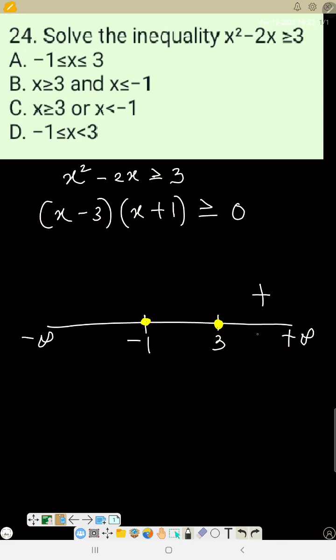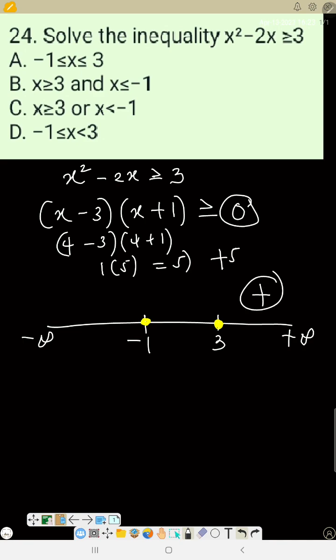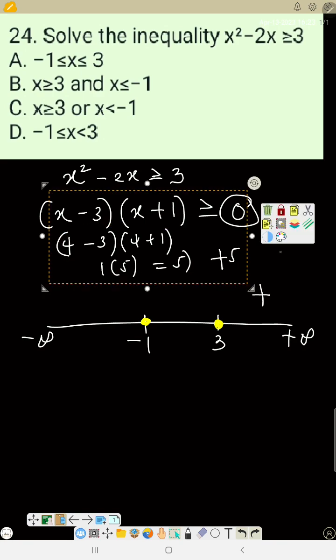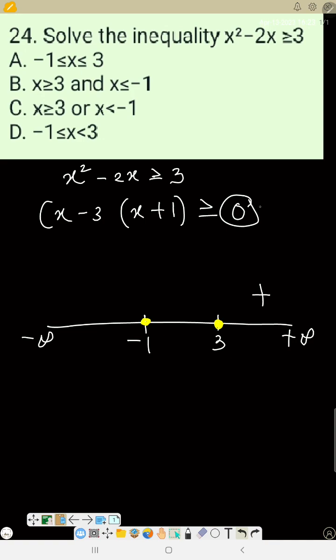Any number from 3 to infinity, I pick 4. If you like, choose any other number: 4, 5, 6, anyone. When I put it there, I got 1 bracket 5. 1 times 5 is what? 5. You see that it's positive 5, meaning it will be greater than 0, but I need just positive. So you may not put all the numbers, you just need to confirm whether it will be positive or negative.